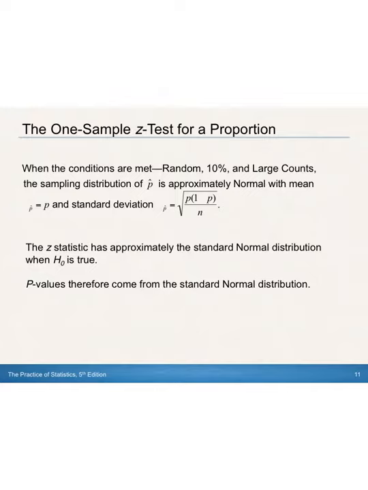The reason that we can use a normal curve, when the conditions are met in a situation, is that it's random, and the 10% condition means we can use our standard deviation formula. Large counts means our sampling distribution is approximately normal. Then we can build that curve based on those correct assumptions, and compare that sample statistic to what would happen by chance. We can use the standard normal distribution to help us figure out our p-value. So the z-statistic tells you where it lands on that normal curve, and then the p-value tells you the proportion to the extreme of that.